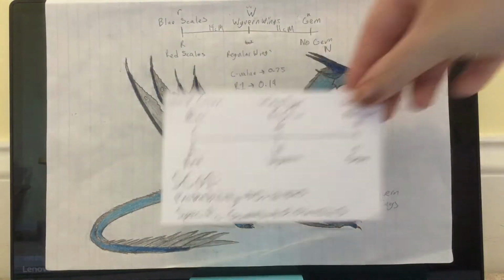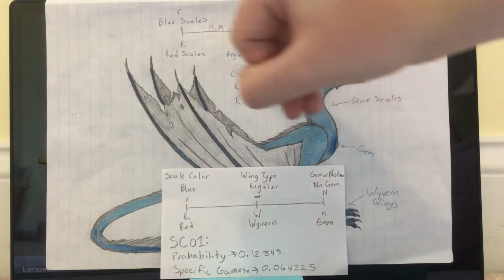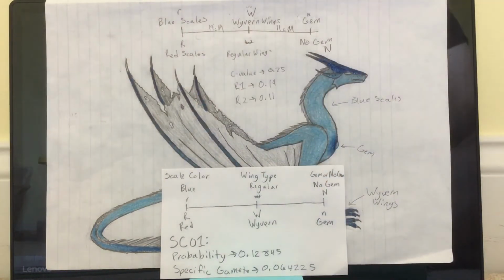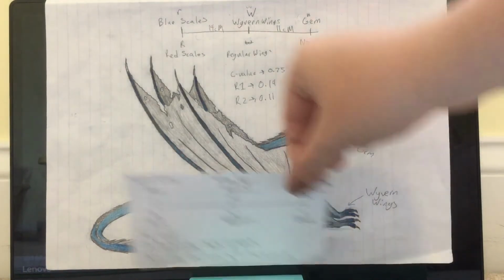So then if you have a single crossover at 0.1, which is right there between scales and wing type, the probability would be 0.12845, and that would be R1 minus the double crossover probability you just got. And again, for a specific gamete, you would multiply that by 0.5 to get your specific gamete value.